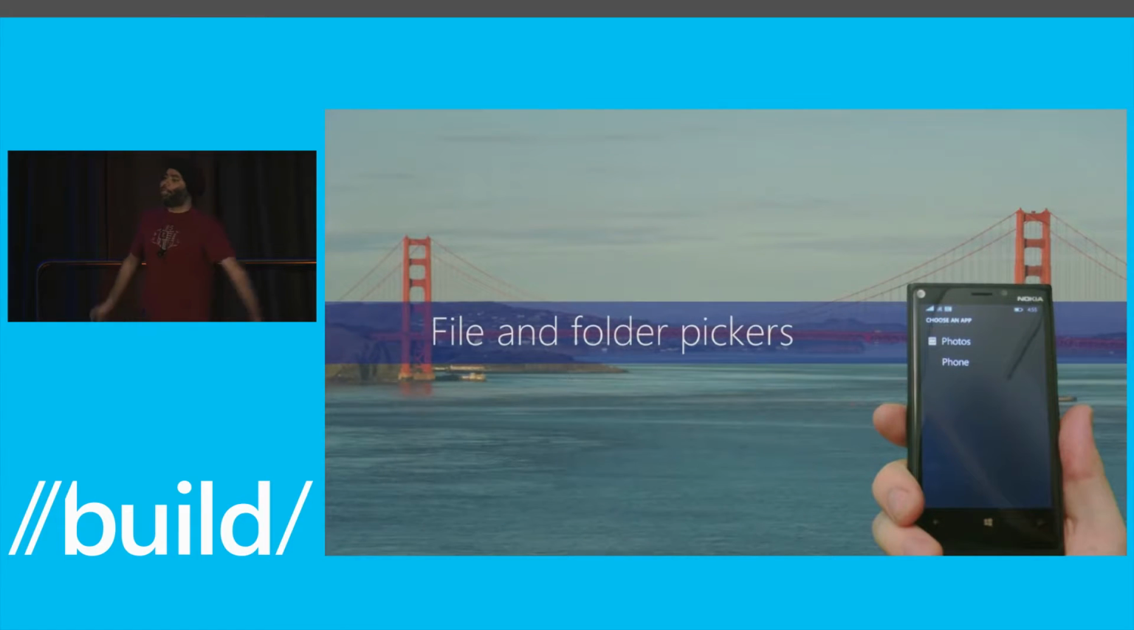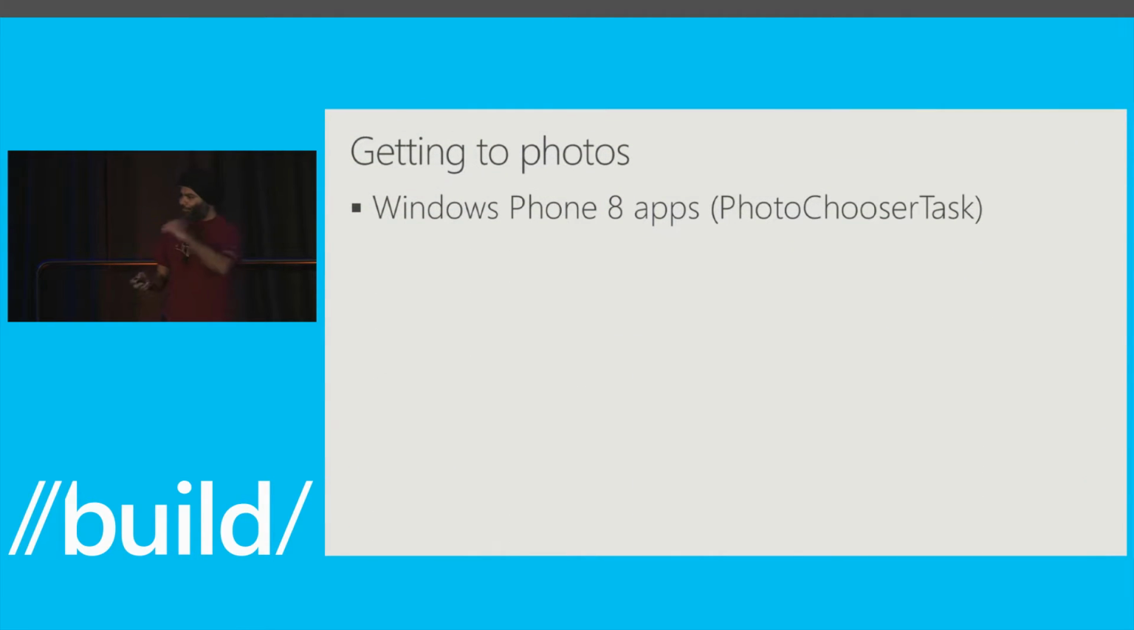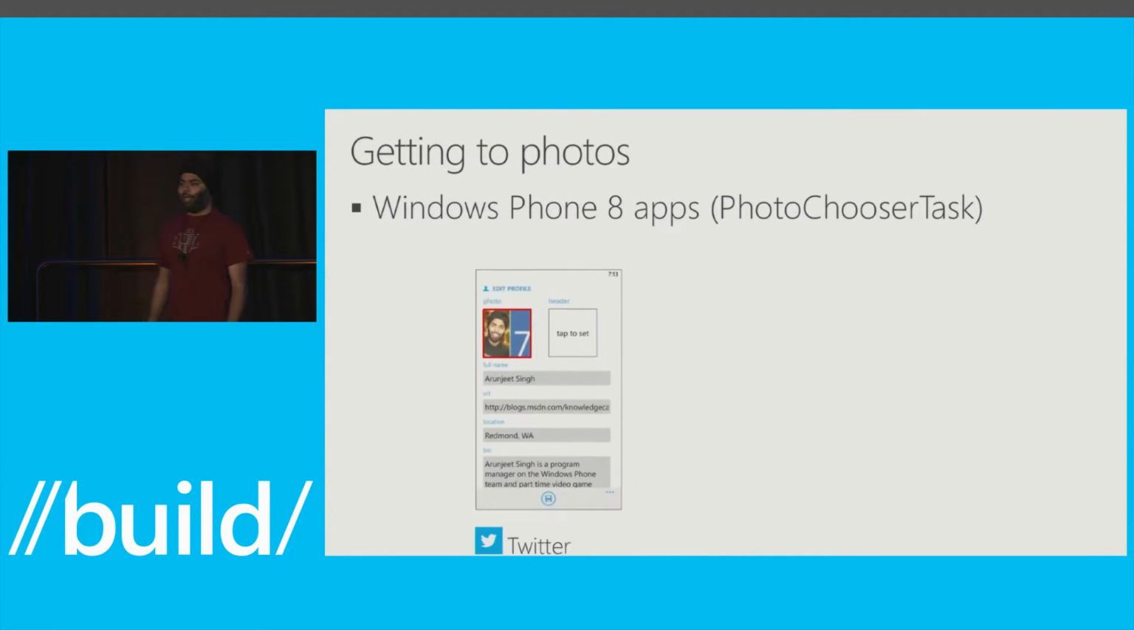All right. The next set of app-to-app APIs that we're introducing to Windows Phone is the file and folder pickers. What these APIs let you do is get a file from another app, or even the phone itself, or from an SD card or whatever, into your app. You don't have to add any capabilities to use this. You can just use these APIs.